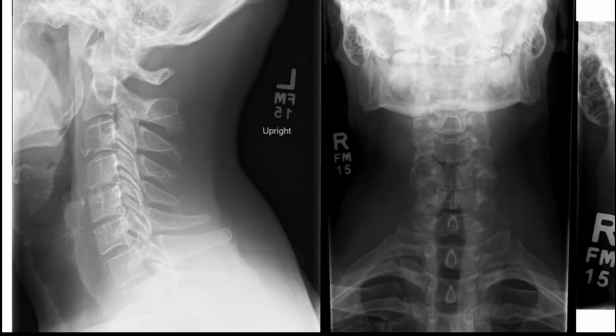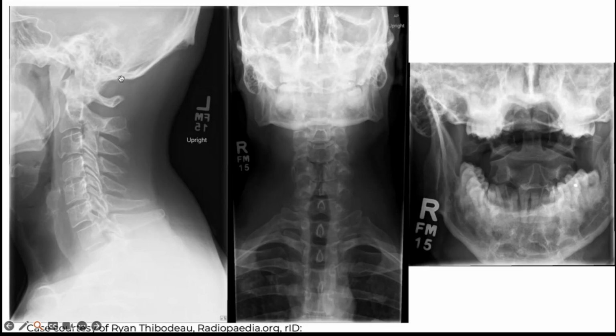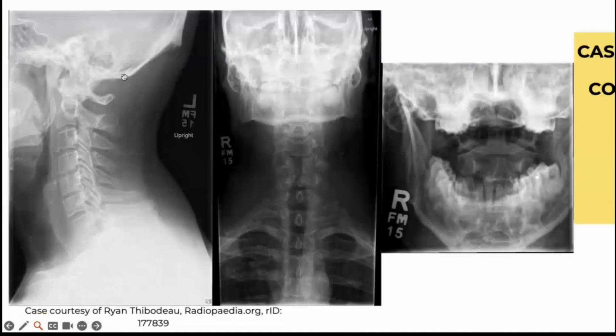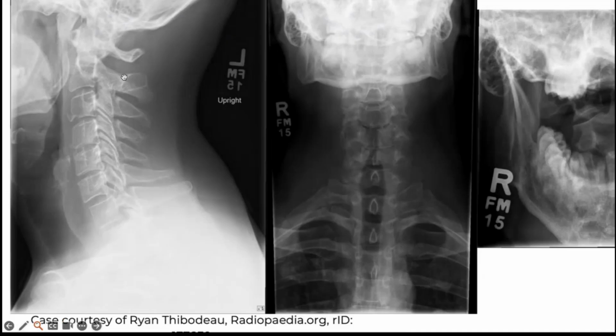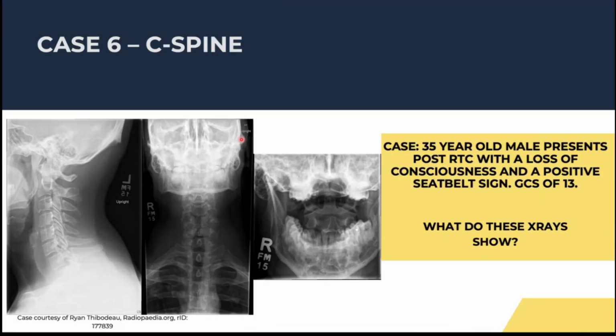Joanna typing. C3 fracture. You are right. Yes, Joanna, there is a C3 fracture. Do you know what kind of fracture? If not, don't worry. That's okay.